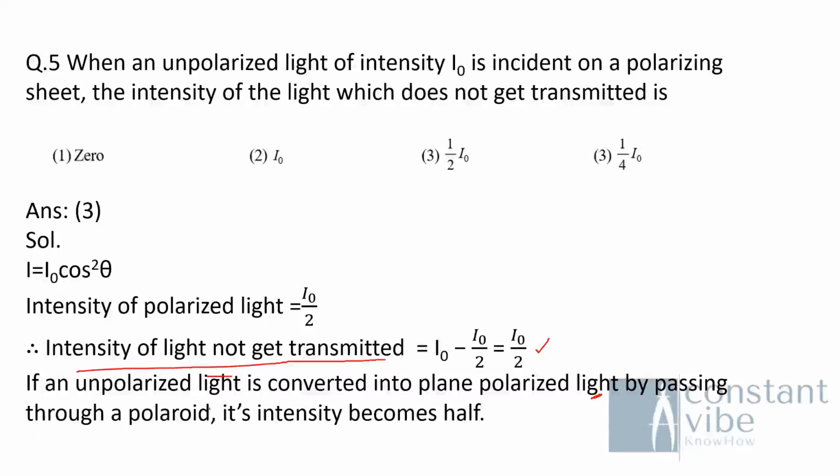If an unpolarized light is converted into plane polarized light by passing through a Polaroid, its intensity becomes half. That means I0 minus I0 by 2 equal to I0 by 2. That means half of the intensity. So the answer is 3.